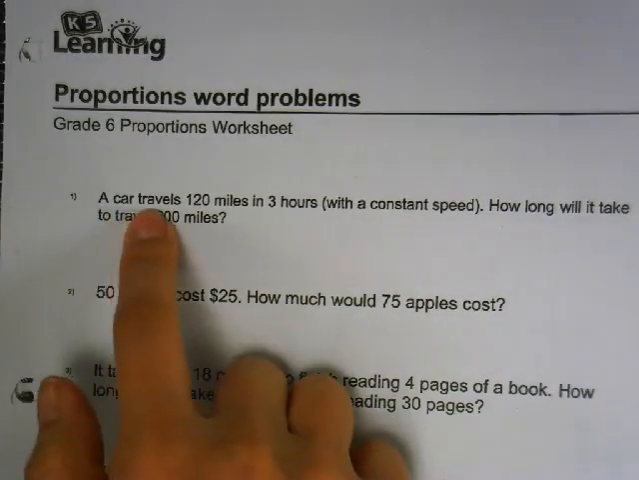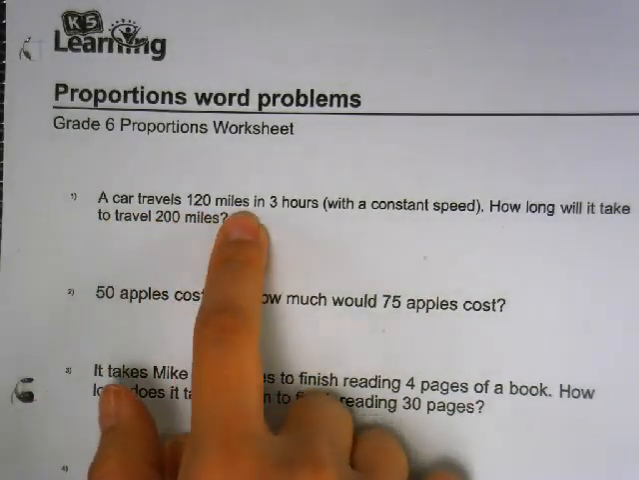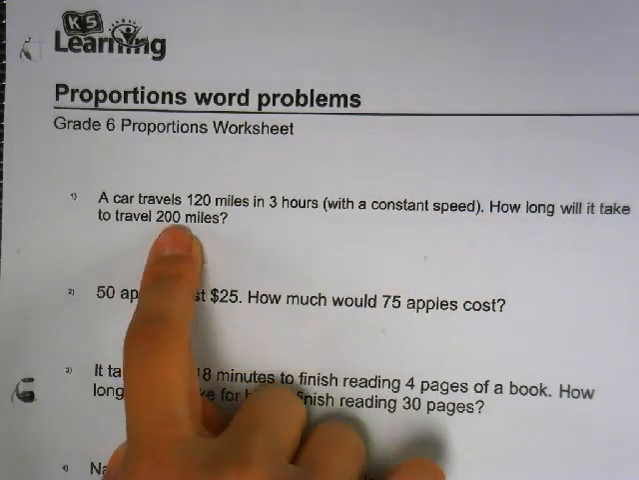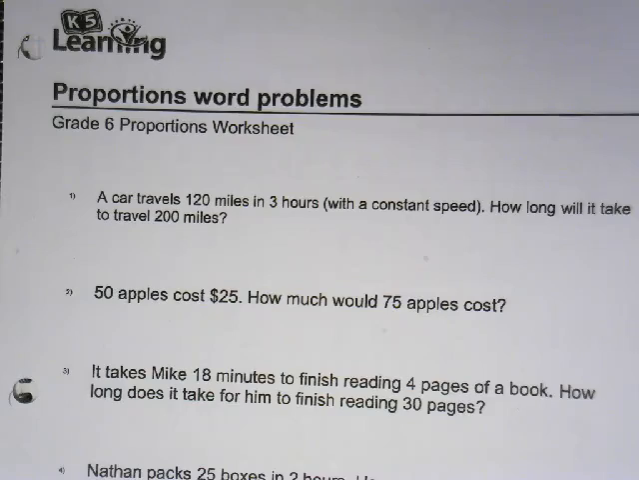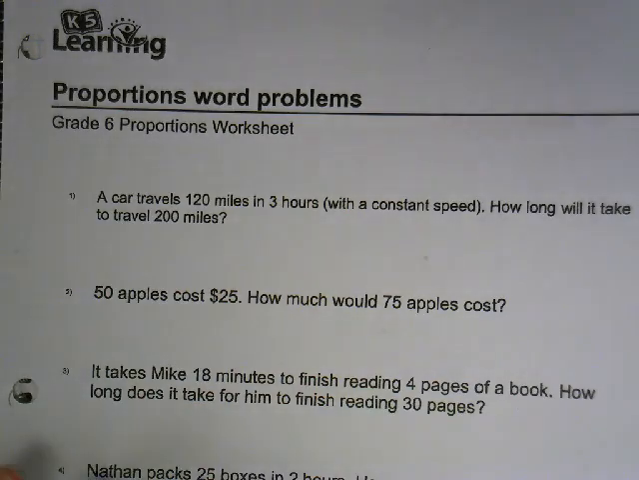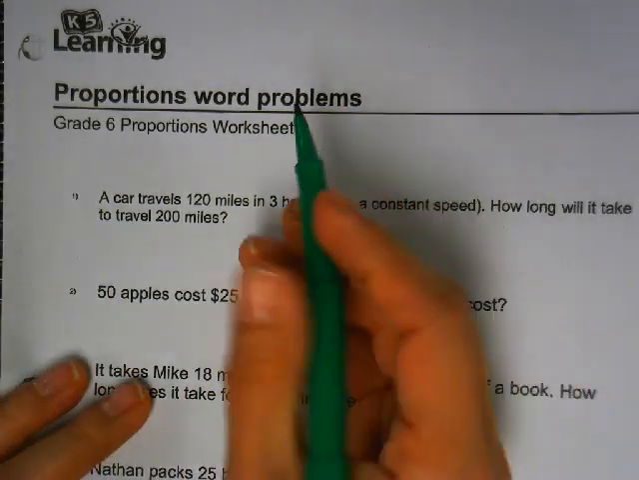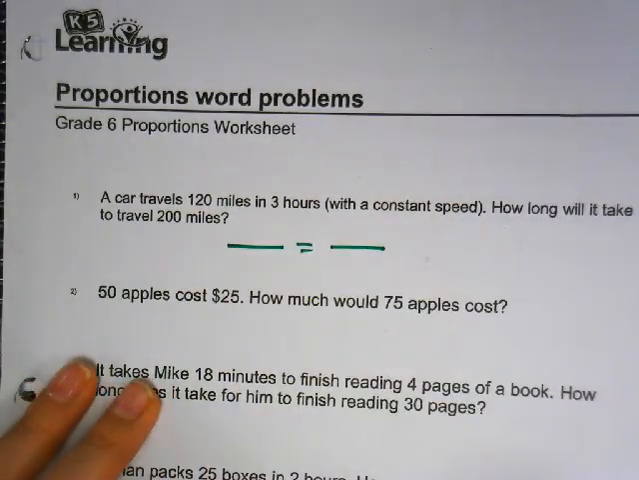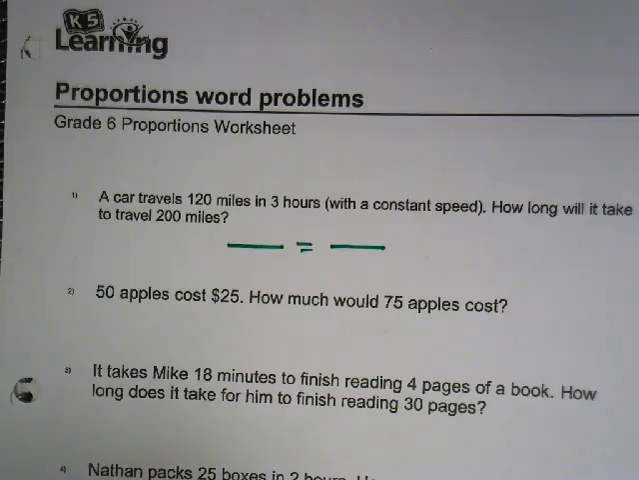A car travels 120 miles in 3 hours with a constant speed. How long will it take it to travel 200 miles? Now, it's not asking you for speed or anything like that. So, we have to set up a proportion. All right, so we're going to set up a proportion.